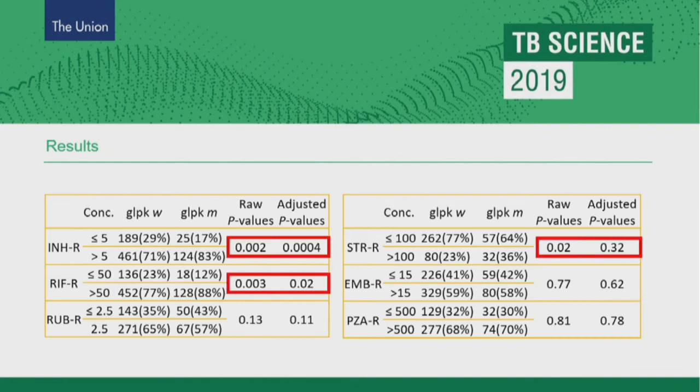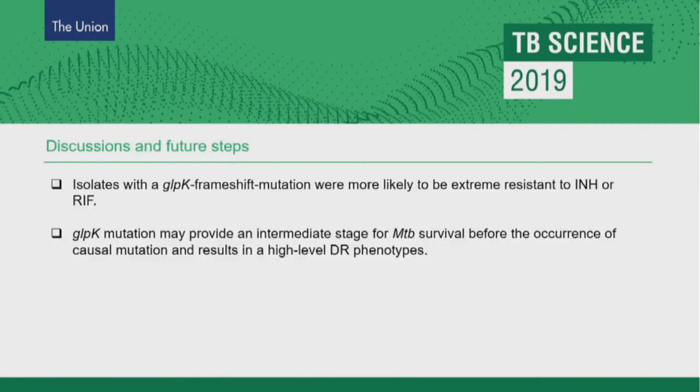After the p-value, as I show here, we further adjusted for the population structure of these isolates using a genetic relatedness matrix. After the adjustment, the association between the GOPK frameshift mutation and the INH and RIF drugs remained strong. So the conclusion is that isolates with the frameshift mutation are more likely to have extreme resistance to INH or RIF. And the GOPK mutation seems to provide an intermediate stage for TB survival before the occurrence of the causal mutation.